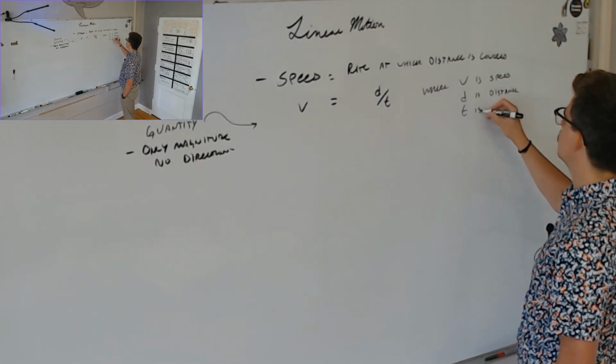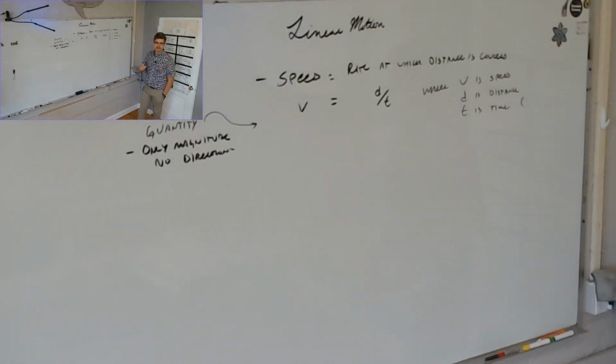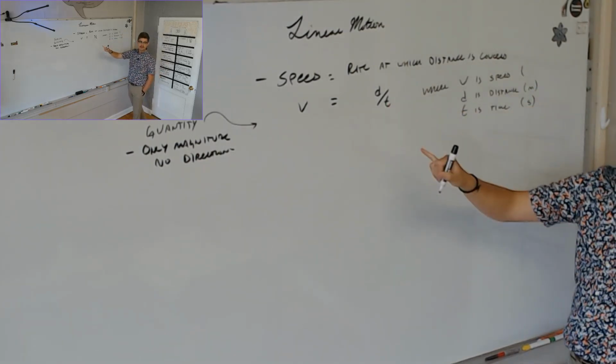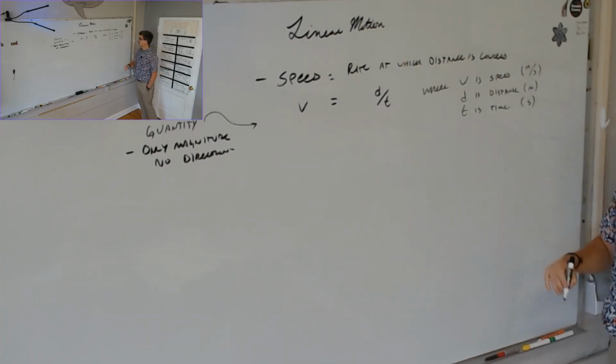and T is time. How do we measure time in the SI? What's the base unit of time in the SI? Seconds. What's the base unit of distance in the SI? Meters. And if speed is distance divided by time, the unit for speed in the SI should be meters per second, because distance is meters, time is seconds.